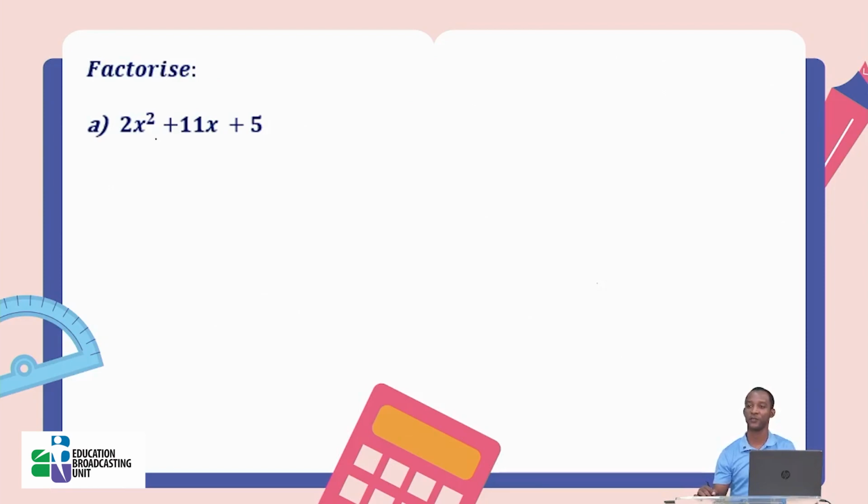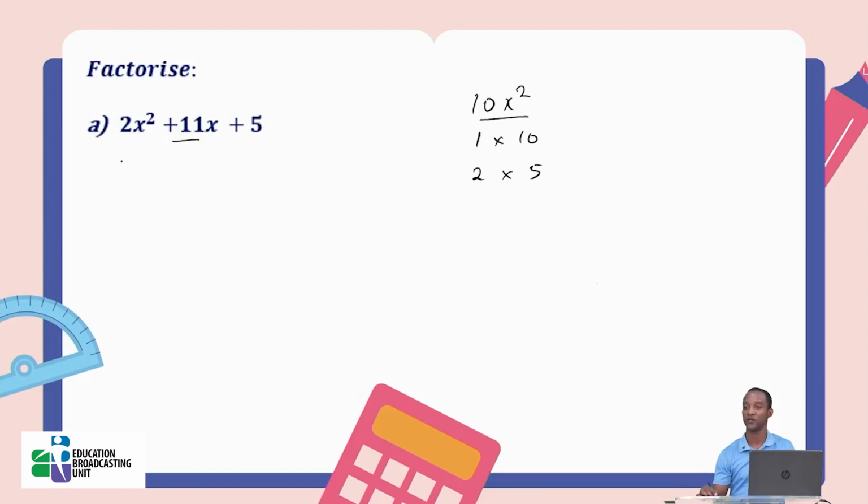So what we do, we'll need to multiply the quadratic term, 2x squared, by 5. 2x squared times 5 will give us 10x squared. Since 5 times 2 is 10, times x squared will give us 10x squared. Now we're going to express 10 as a product of its factors. So we have 1 times 10, which gives us 10. We have 2 times 5, which also gives us 10. Now, which one of these pairs of factors, when added, will give us the middle term, particularly the coefficient 11? Well, 1 plus 10 will give us 11.